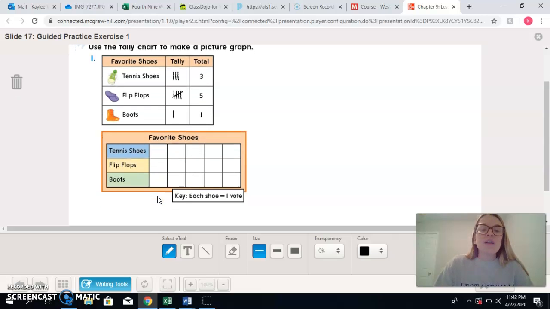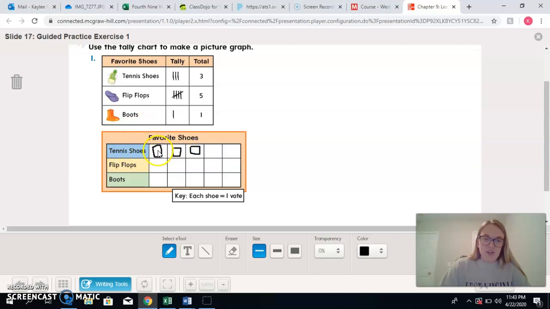So for tennis shoes, I'm going to use a square. And again, we counted the tally marks, 1, 2, 3. So that means I should have 3 tennis shoes, 1 tennis shoe in each box, 3 altogether. So here is 1 tennis shoe, 2 tennis shoes, and 3 tennis shoes altogether.